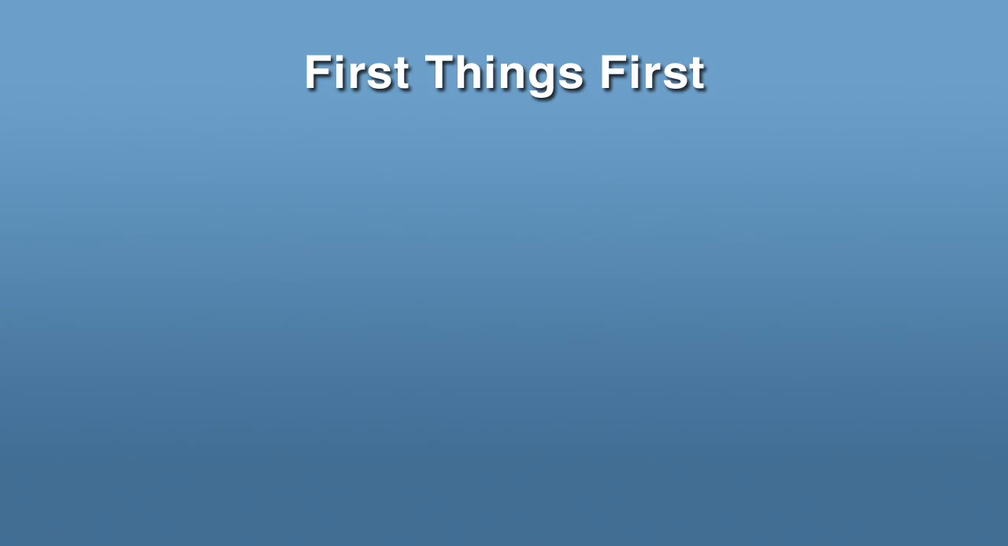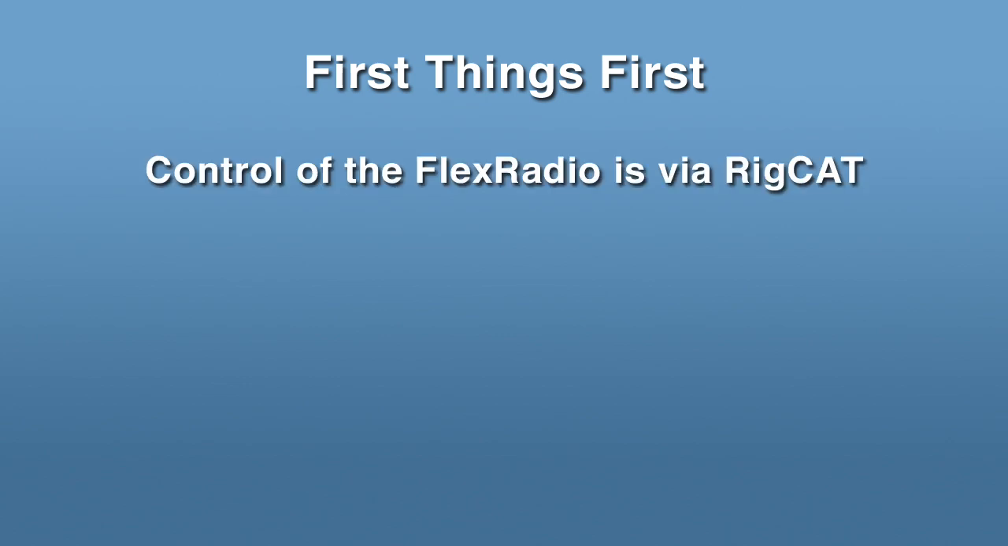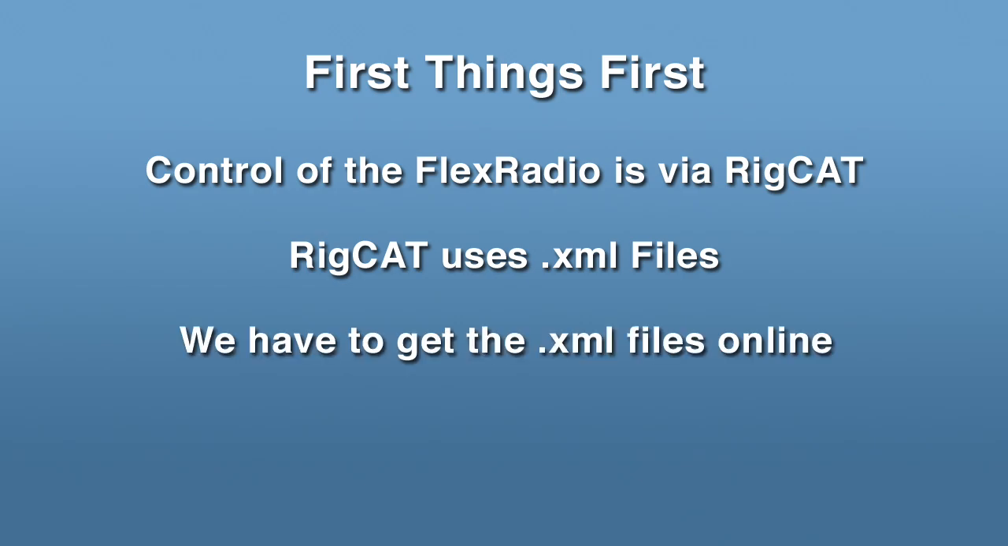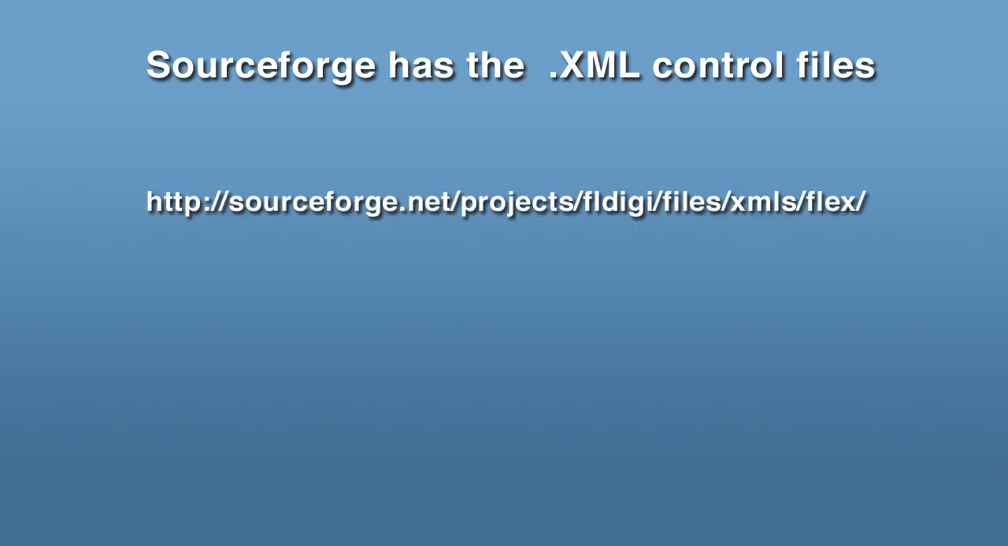First things first is that control of the FlexRadio by Fldigi is accomplished by RigCat. RigCat uses XML files to provide information to control the radio. XML is a form of markup language. We get these XML files online at the same place where we get the Fldigi suite of software, which is sourceforge.net. Here's the link, and I've also put links in the info under the video.